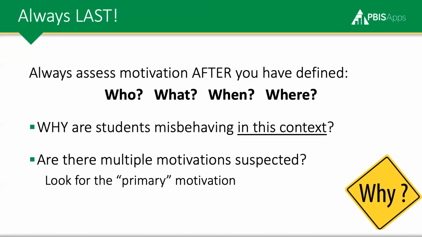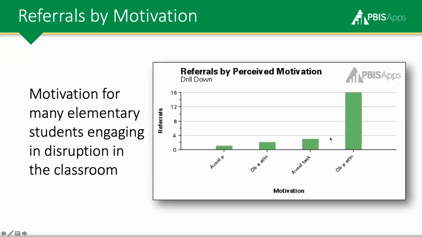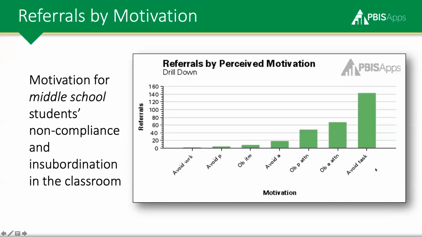So are there multiple motivations suspected? There could be, but we really want to look for the primary motivation, okay? So if we look at a couple of examples, this is an elementary school example. And often what you will find is that the motivation for many elementary students that are engaging in disruption in the classroom is obtaining peer attention. So often you will see the elementary students either obtaining peer attention or obtaining adult attention. It's all about getting attention for those elementary kiddos, versus our middle school, where it's more about avoiding the task.